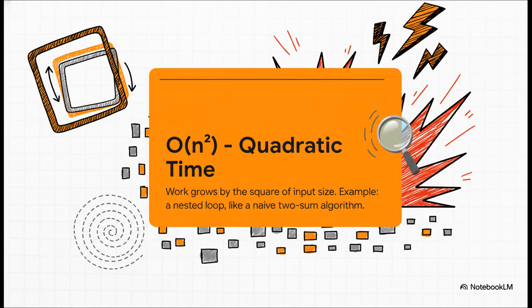And here's where things start to get a little scary. We're now on O of n squared, or quadratic time. You usually see this when you have a loop running inside of another loop. And performance gets bad fast. If your input size is just 10,000, you're suddenly looking at 100 million operations. Your program is starting to sweat.